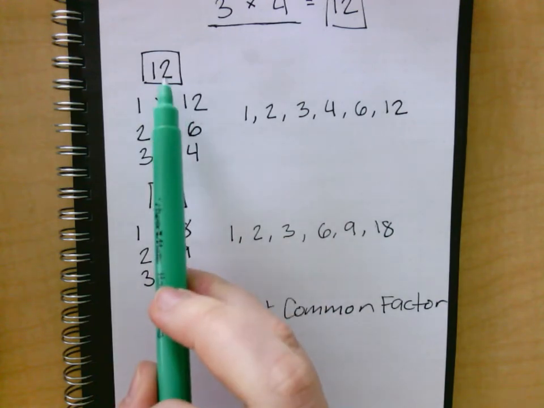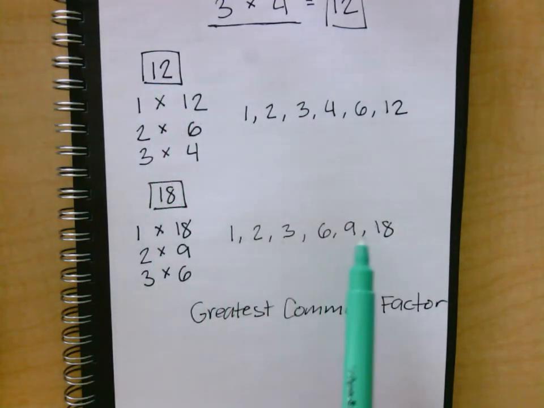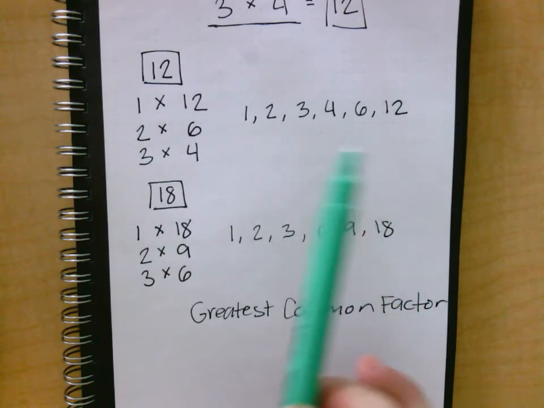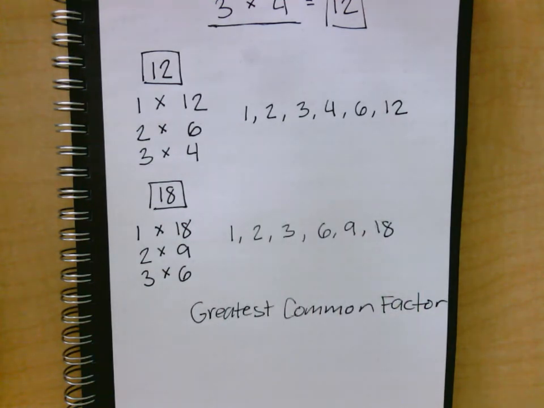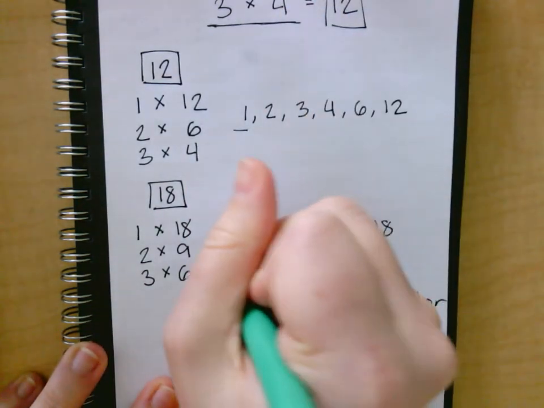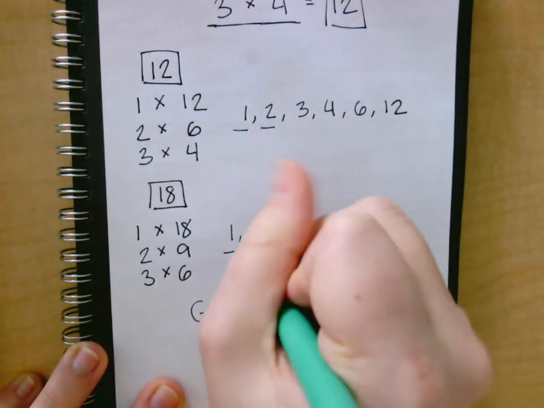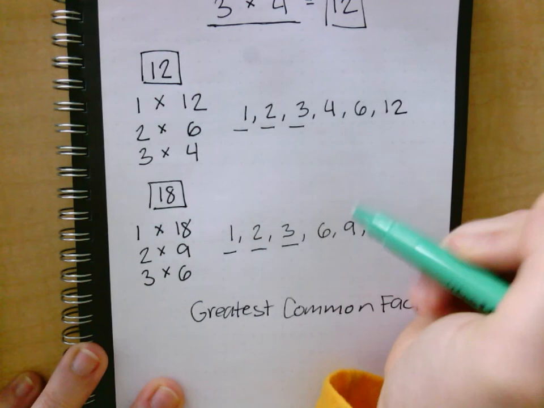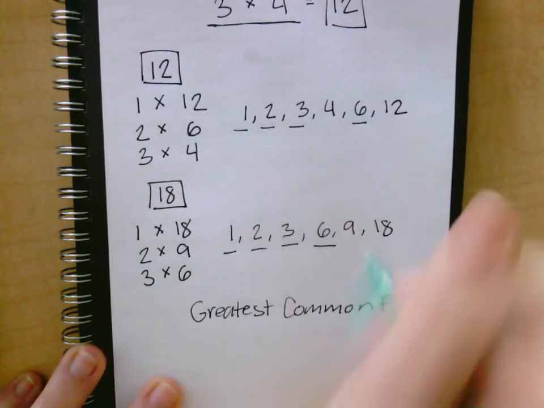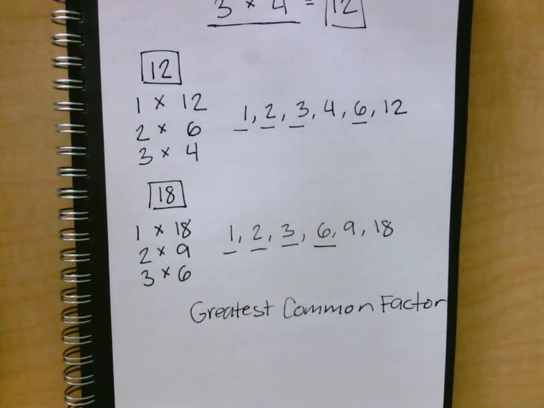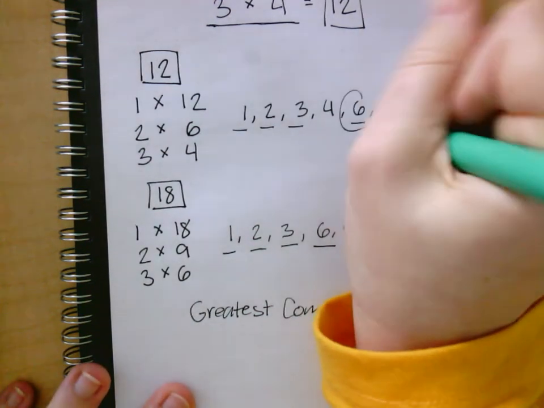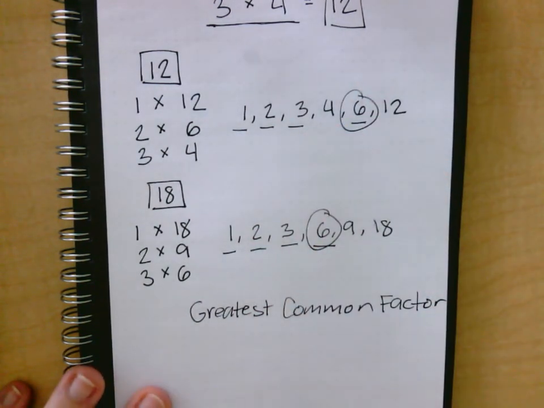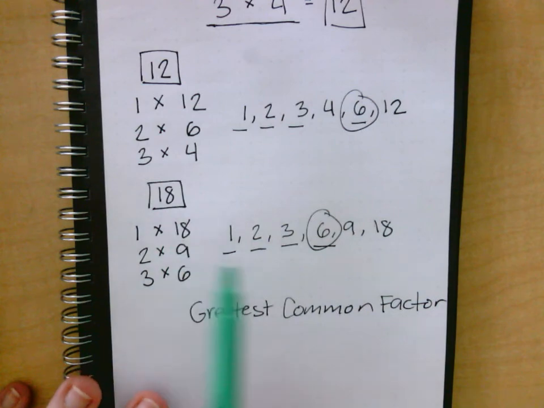So if we look here at 12 and here at 18 and we want to find the greatest common factor, you are going to find all of the factors that match between those two lists, and pick the largest one that they have in common. I see they both have a 1, they both have a 2, they both have a 3, they do not both have a 4, but they both have a 6. And those are all the factors they have in common. So the greatest one out of that list is the 6. So the greatest common factor of 12 and 18 is 6.